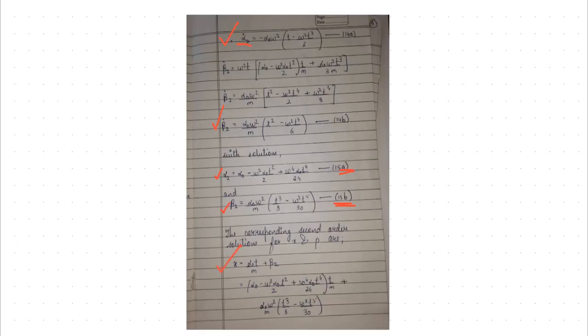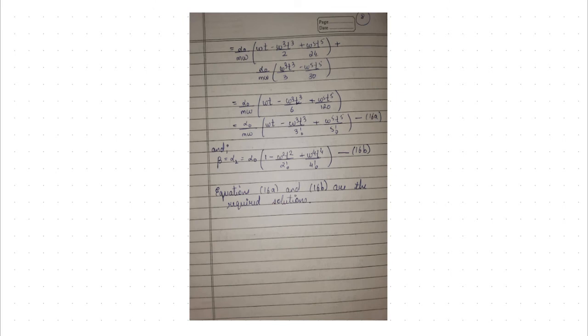So you have the value of alpha 2 in equation number 15a, and you have the value of beta 2 in equation number 15b. Just replace them, and finally you will get this equation. Now you have to solve it further. So solving it further will give you this equation. Now what you have to do is, you just have to take alpha naught m omega common, and you have to take this in one bracket.